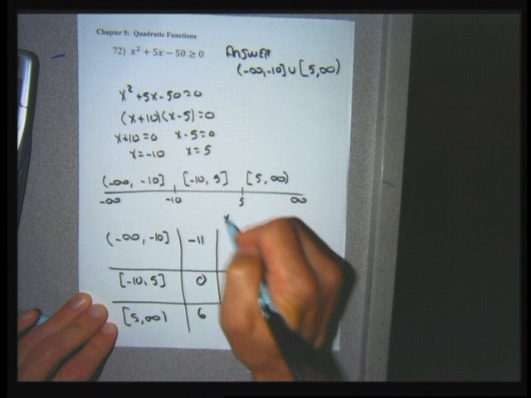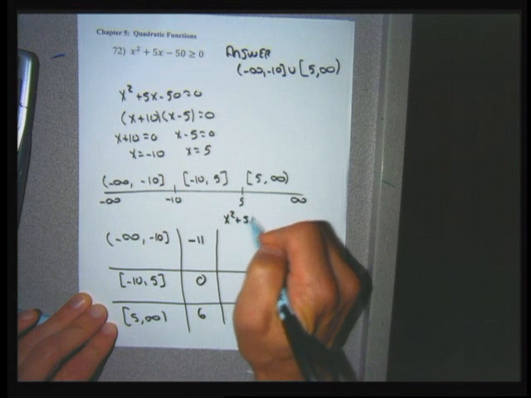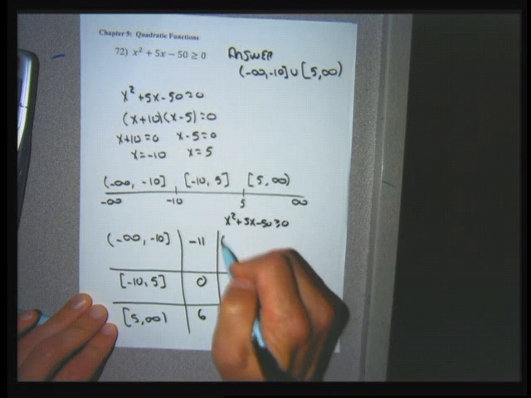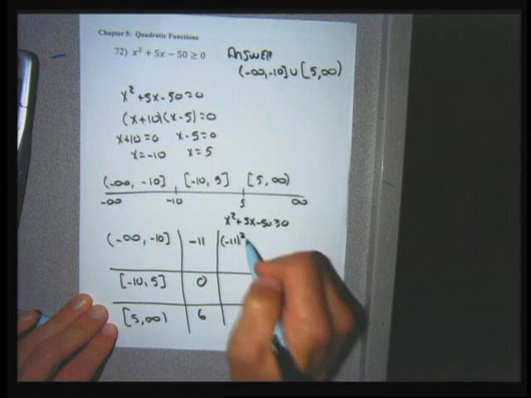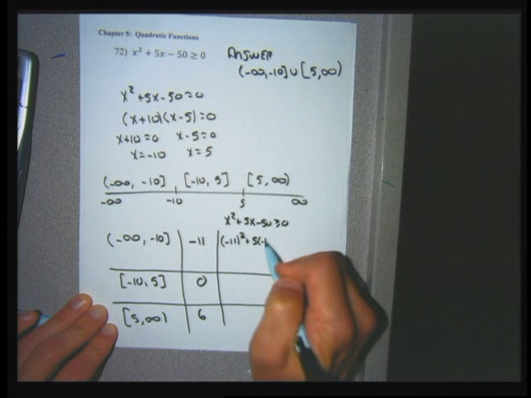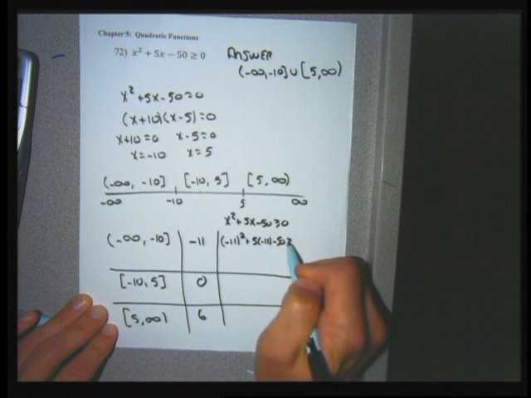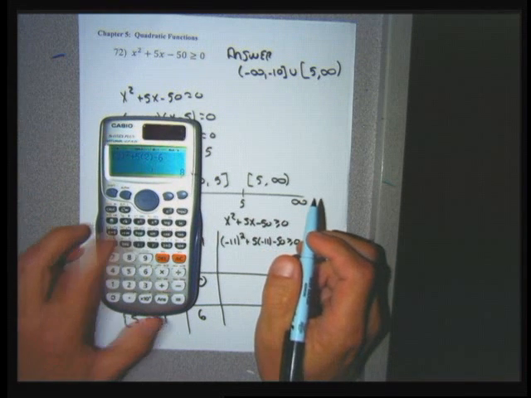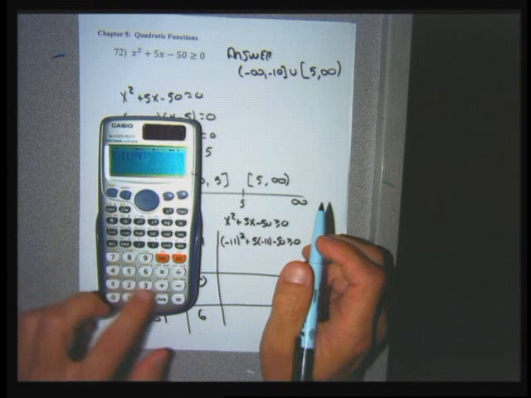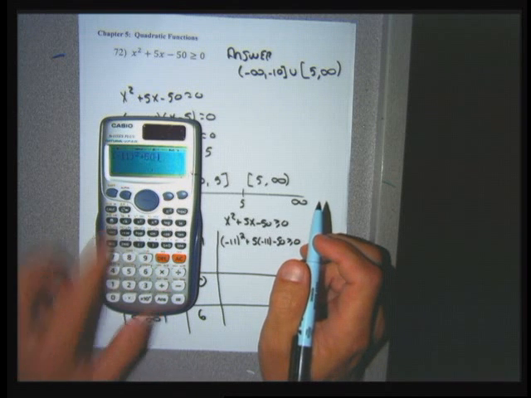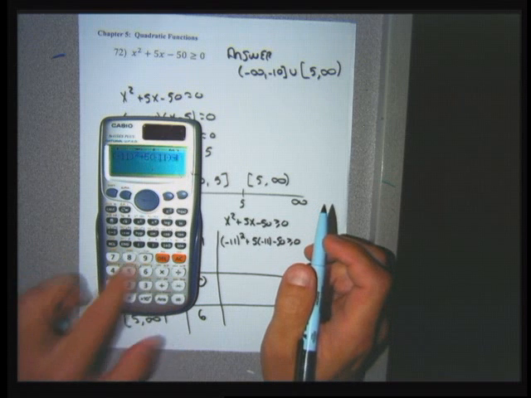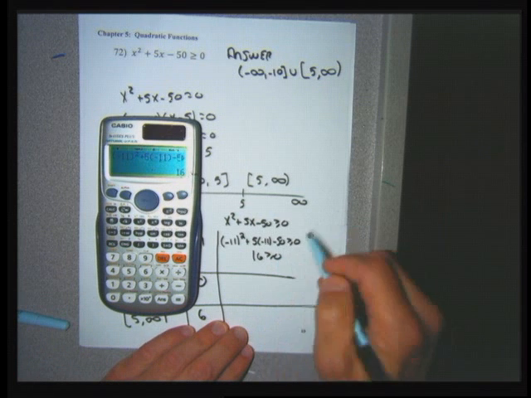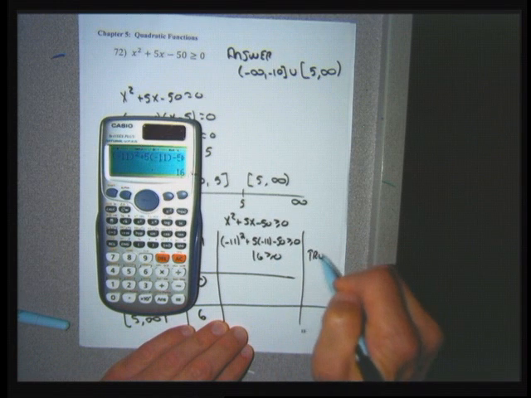I'm going to check them into x squared plus 5x minus 50 is greater than or equal to 0. So I'm going to go negative 11 squared plus 5 times negative 11 minus 50 is greater than or equal to 0. Let me do that one. So that's going to give me parentheses negative 11 squared plus 5 parentheses negative 11 minus 50. That gives me 16. Positive 16 is bigger than or equal to 0, and that's true.